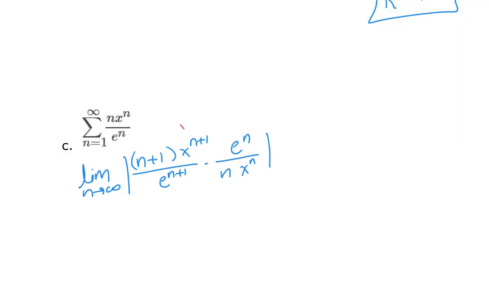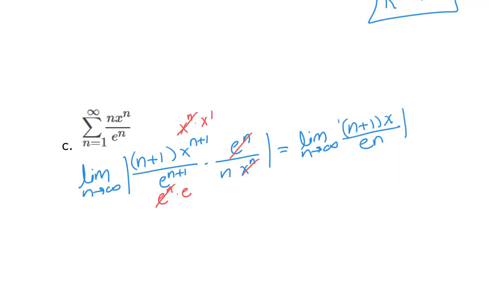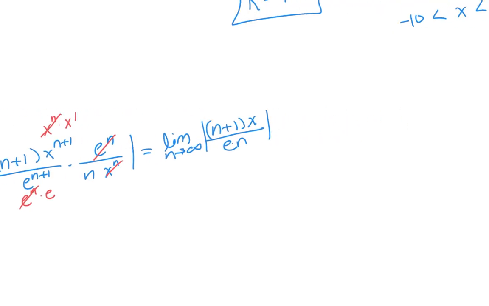We know this is x to the n multiplied by x to the 1. This is e to the n multiplied by e. Canceling my x to the n's, I'm going to cancel my e to the n's. And what I'm left with is the limit as n goes to infinity. I'm going to have n plus 1 multiplied by x in the numerator, and in the denominator, I'm going to have e times n. That's e multiplied by n, not e raised to the n.